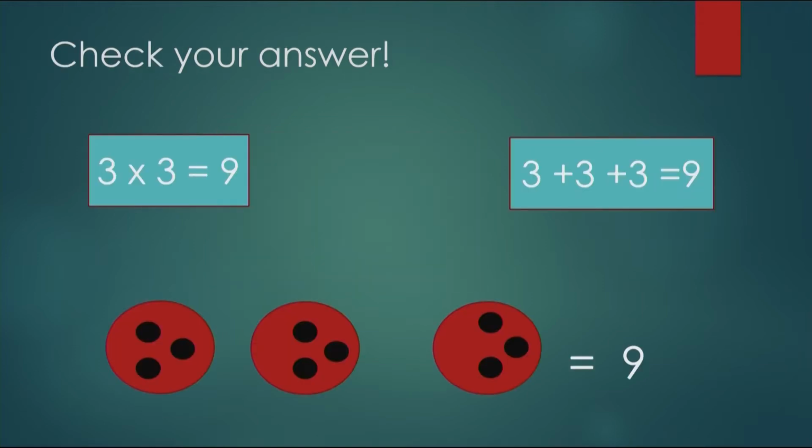Let's check your answer. Did you write this? 3 multiply by 3 equal 9? Or did you try this one? 3 add 3 add 3 equals 9. Or did you try this one? 3 groups, and you place 3 circles inside. 1, 2, 3, 1, 2, 3, 1, 2, 3, and when counted together, 1, 2, 3, 4, 5, 6, 7, 8, 9. So all your workout must get a total or product of 9. Did you do that? Very good.